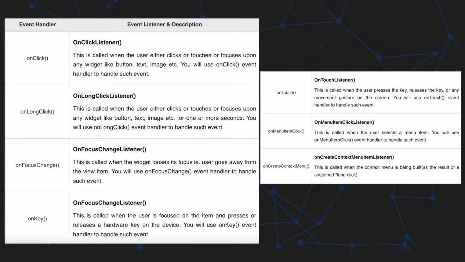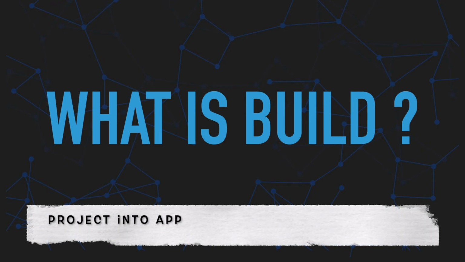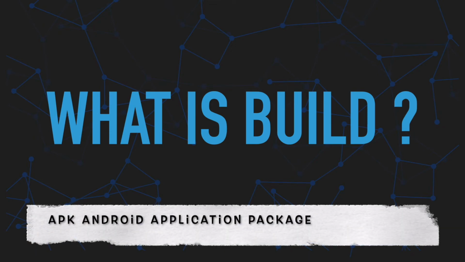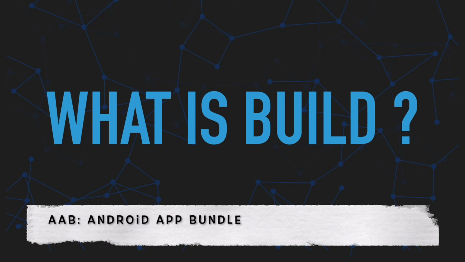And now comes the most important thing, that is how and what is build. Basically, how you can build an application, right? The build process involves many tools and processes that convert your project, all the coding part, into an application that we call an APK, Android Application Package, or we often use AAB, that is Android App Bundle.